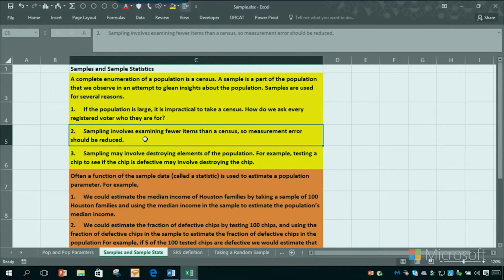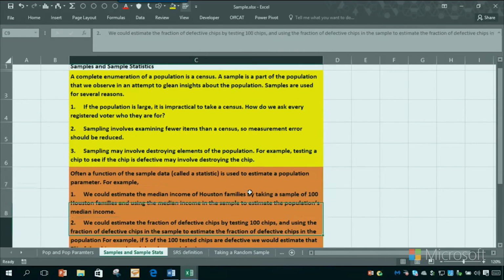That's another reason we sample. And that reduces measurement error because you don't have as many points of information to analyze for measurement error. And finally, sampling could involve destroying elements of a population. For example, if you test a computer chip to see if the chip is defective, you may destroy the chip. And so if you did that to every chip that you produced, you'd have no chips to sell.